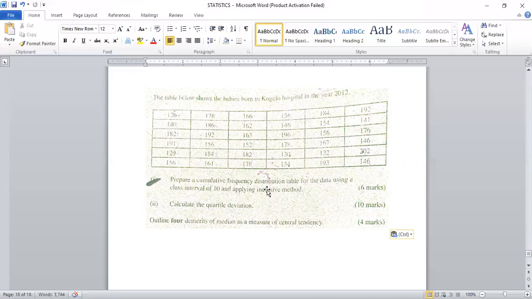You can see the third question, yes? It is clear. Okay. So you see this question now, we have data here.